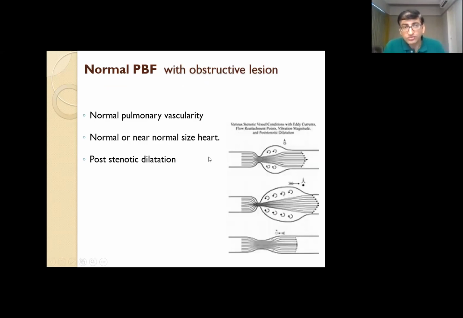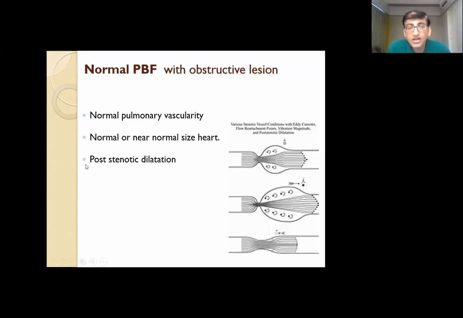So now we have a theory of post-stenotic dilatation. So what is post-stenotic dilatation? What are the features that we see on the chest X-ray in an obstructive lesion? We will see that the pulmonary blood flow is normal. There will be no dilatation of the pulmonary arteries. There will be no distal representation of the pulmonary vessels in the distal two-thirds of the lung field.